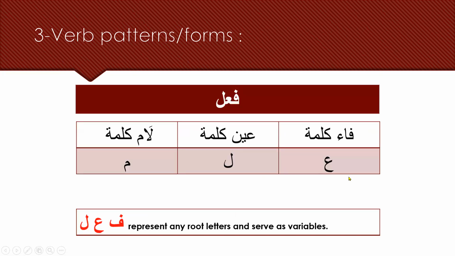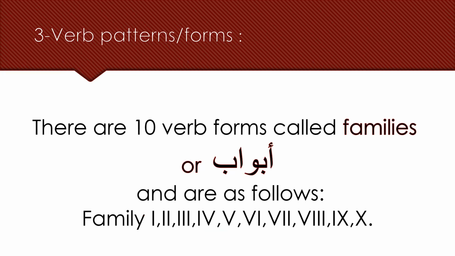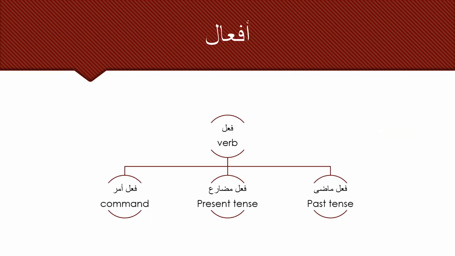To form words. So that is why we are using family one, and by putting fathas on these three default letters, the fa, ain and lam, we are going to make words. So ain, lam, and mim: ain, the fa kalima, lam, the ain kalima, and mim is the lam kalima, right? Alhamdulillah.